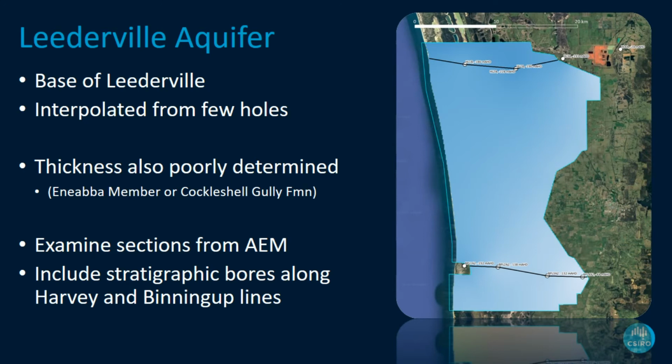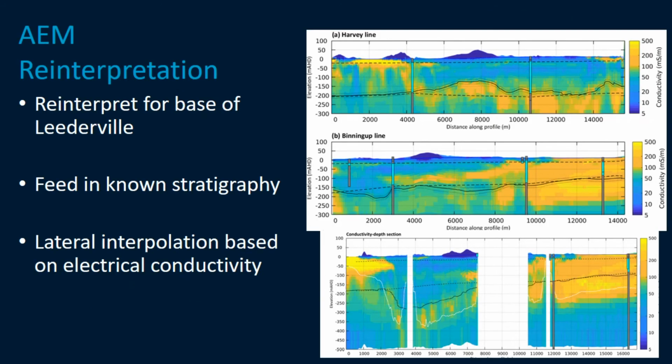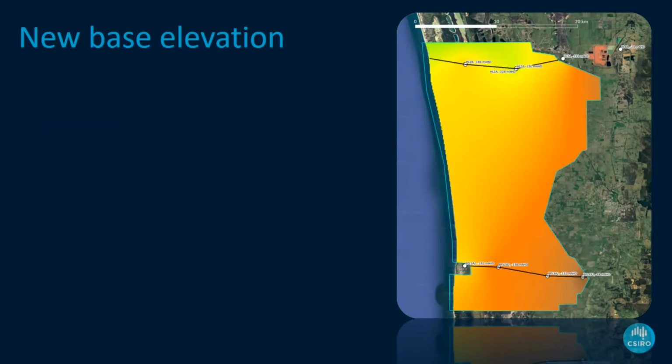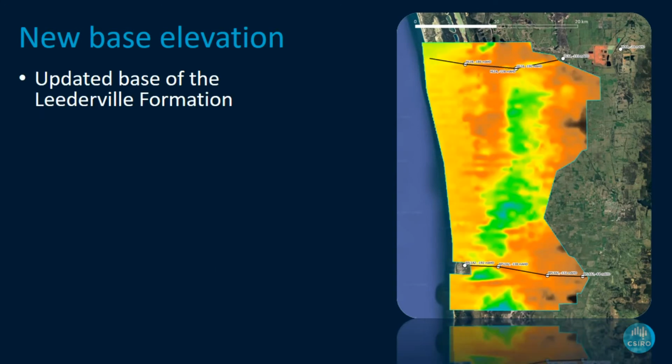Aniaba. So as I said, I went through the cross-sections of the Airborne, included the stratigraphic holes, and repredicted where the base of the Leaderville was. So I'll just go back. I was now looking for this contact. And I take that over the entire Airborne survey and I repredict the elevation. So from that, I get something like this, where the green and blues represent a lower elevation, therefore a deeper base of the Leaderville aquifer.